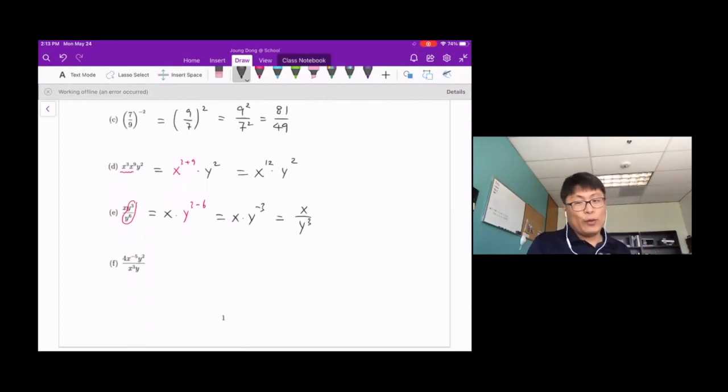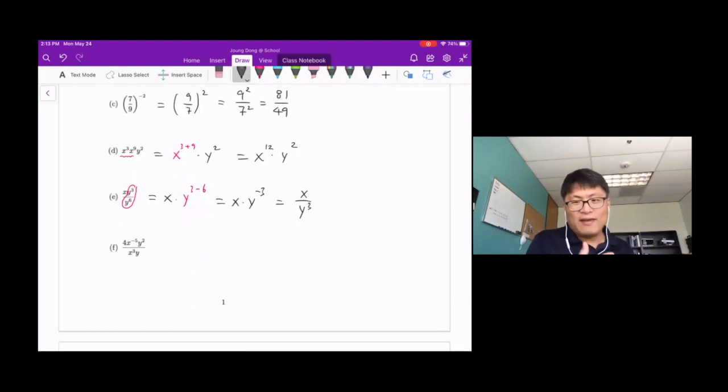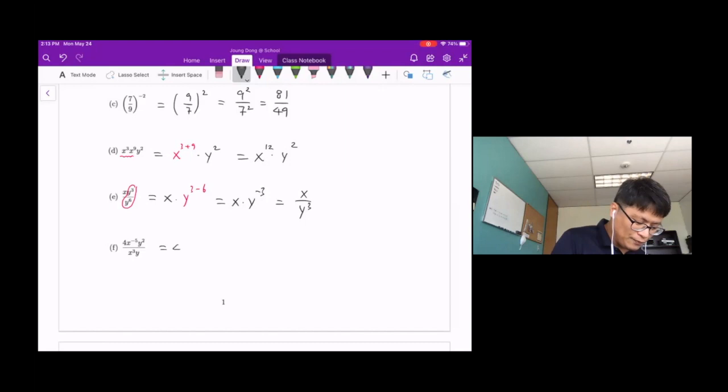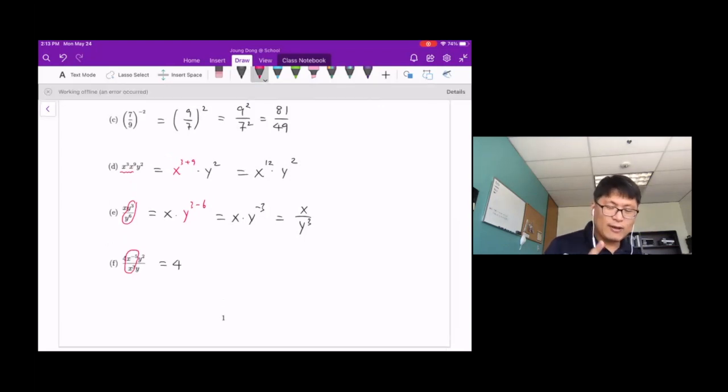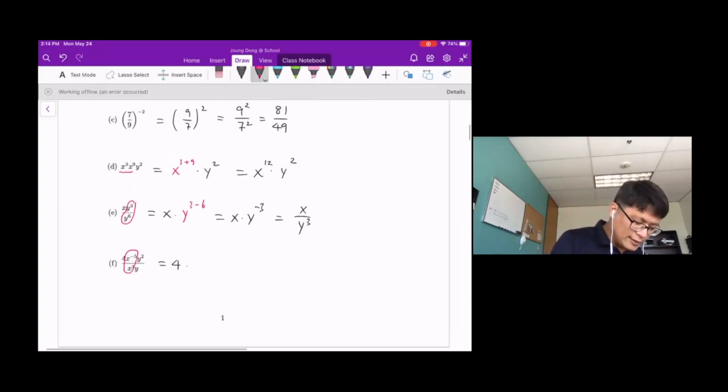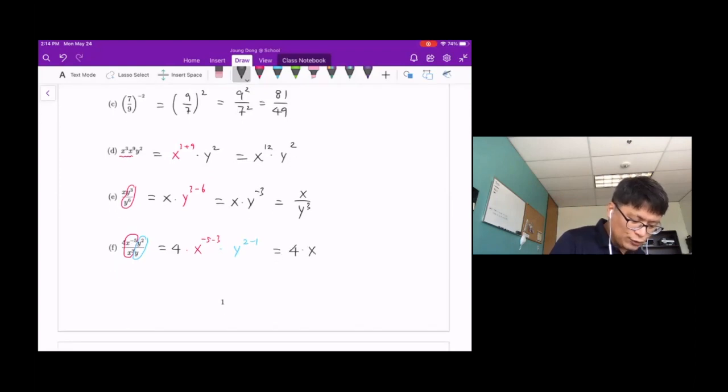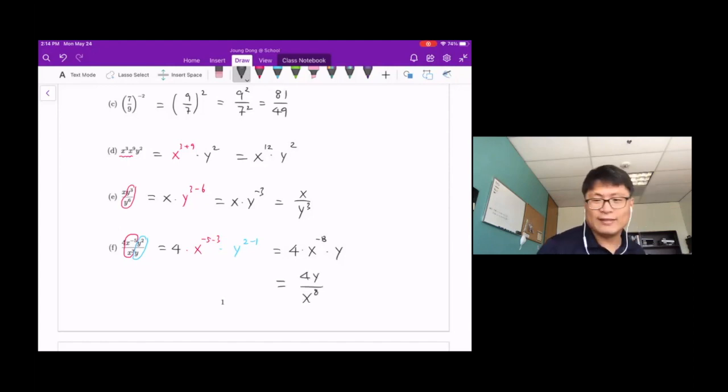And F. We're going to take it step by step. First of all, the coefficient 4. There is nothing to do for this, so we have 4. The first one is base x. As we talked about, the fraction means subtraction of your exponents. It is x to the negative 5 minus 3. But what about y? It is y to the 2 minus 1. When you simplify, it is 4 x to the negative 8 and y. Y to the 1, we do not write the power 1; it is just omitted. Since we still have a negative power for x, we put it in the denominator. So the answer is 4y over x to the 8.